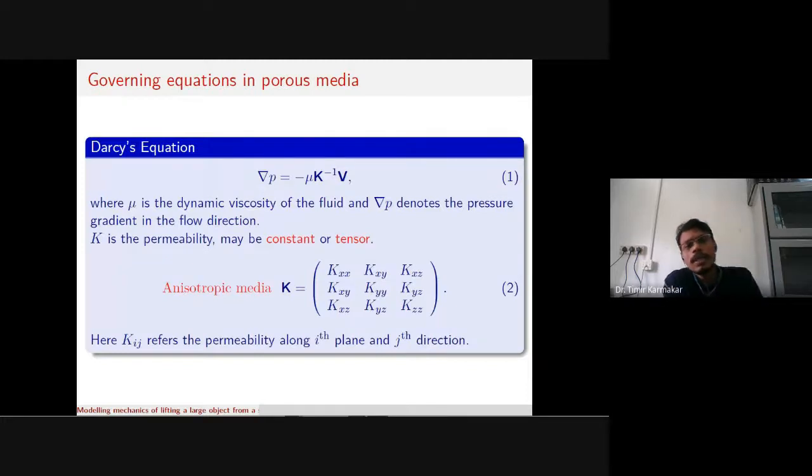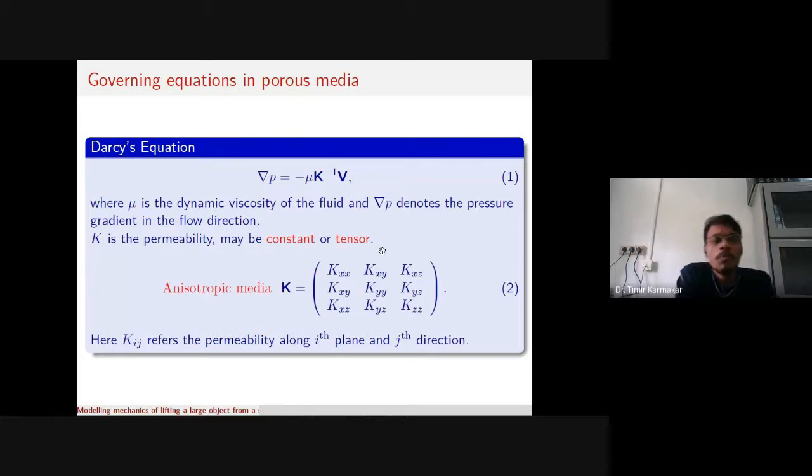These are among the main equations that govern the fluid flow inside porous media. This is called the Darcy equation, obtained by Henry Darcy in 1856. Here this is the pressure gradient, and this is the permeability of the porous media. For isotropic porous media, this permeability is a constant, but for anisotropic porous media, it will be a tensor. As I discussed, permeability depends on the direction. So here Kij refers to the permeability along the ith plane and jth direction.